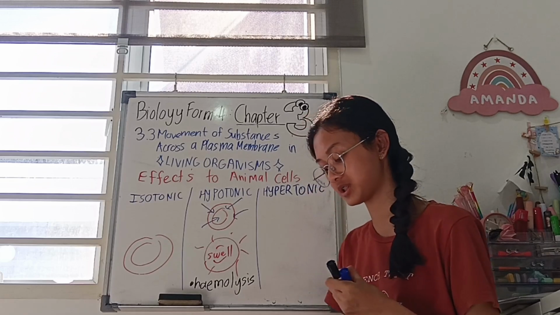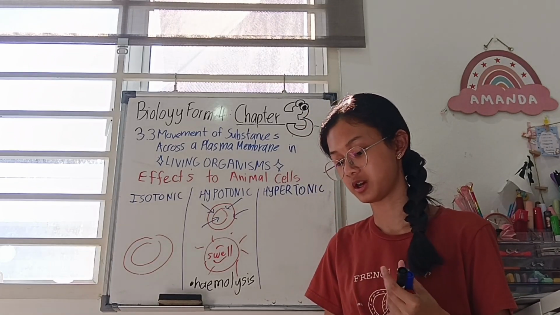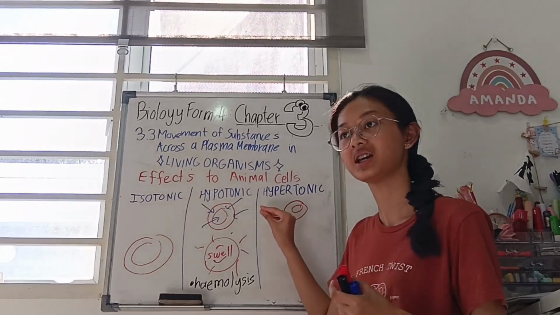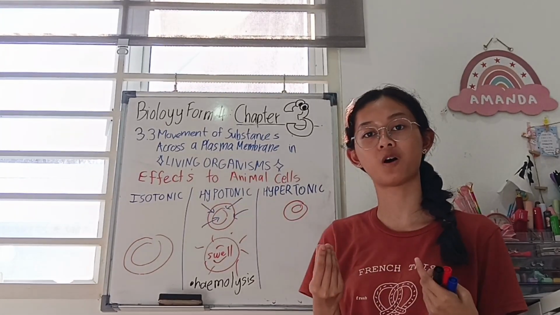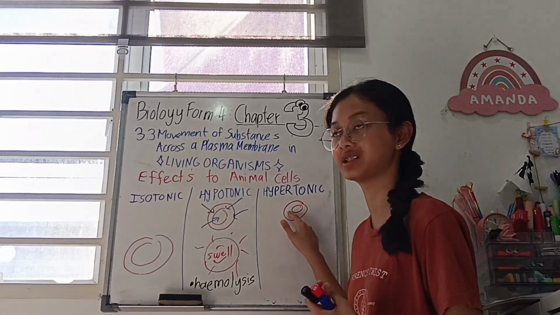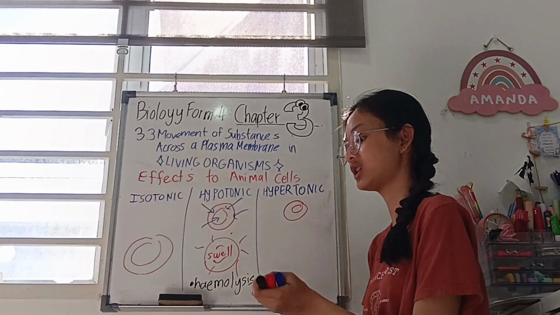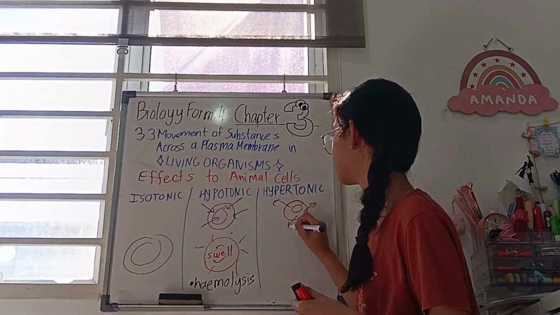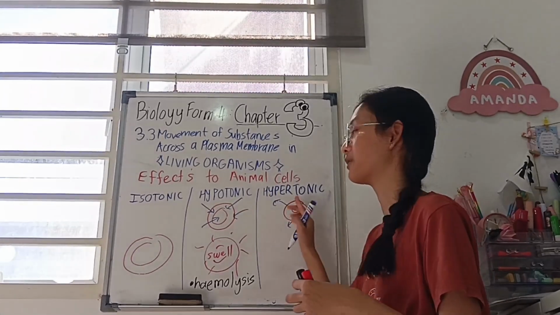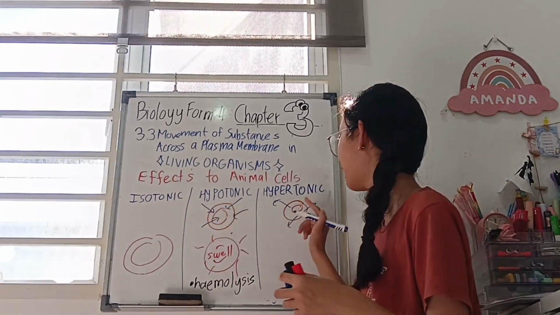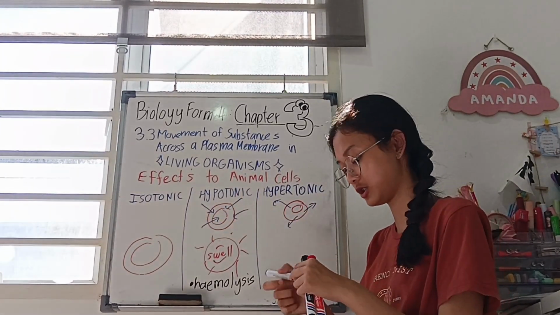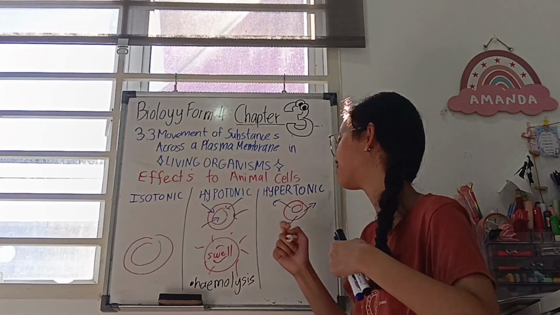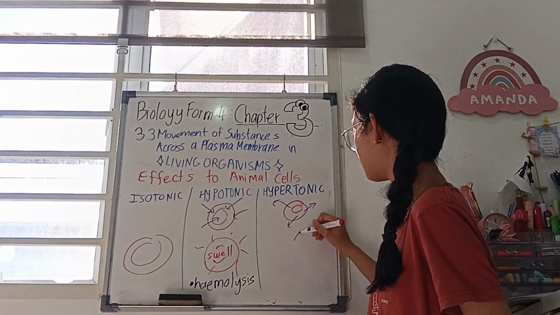So if the red blood cells are placed in a hypertonic solution, the extracellular fluid has less water than inside the cell. So the water inside the cell will go out. In hypotonic, the water goes in, and in hypertonic, it will go out. So what will happen if the water goes out? This is what happens.